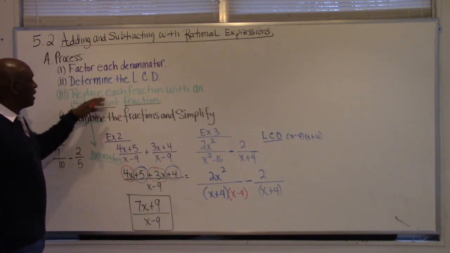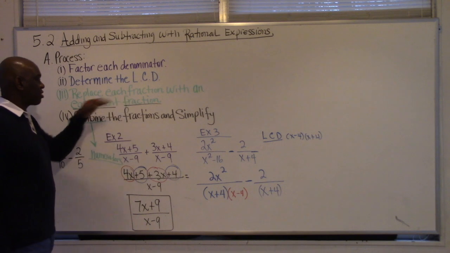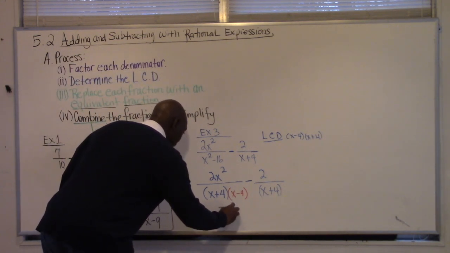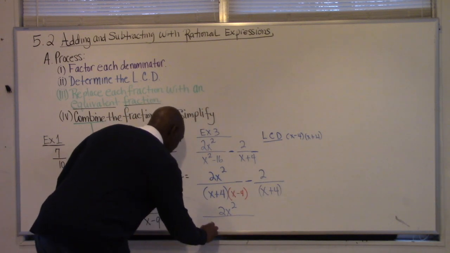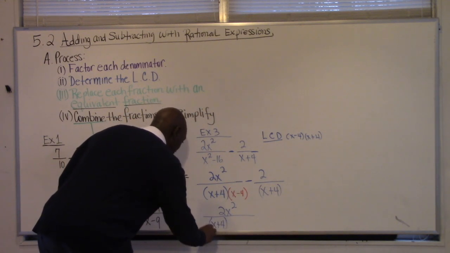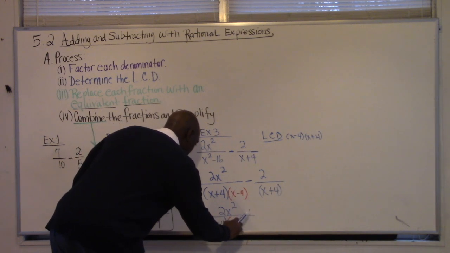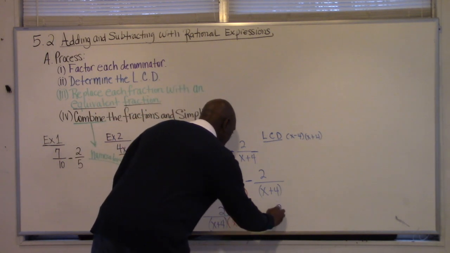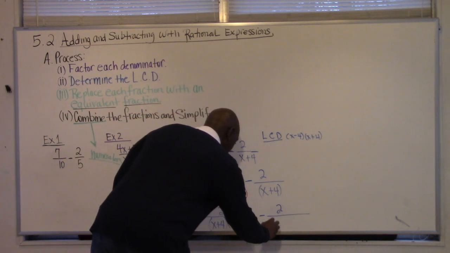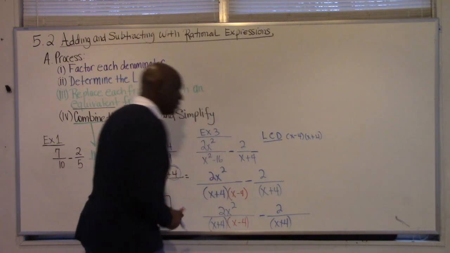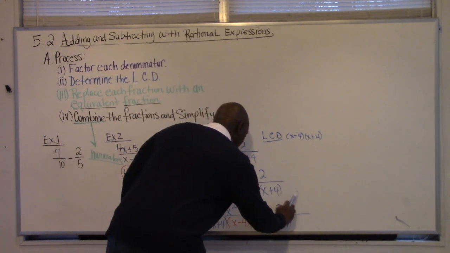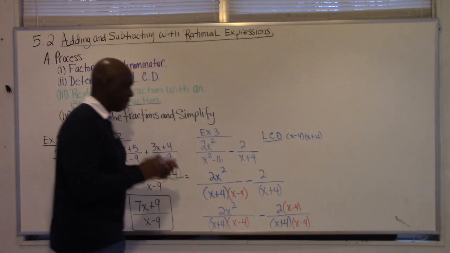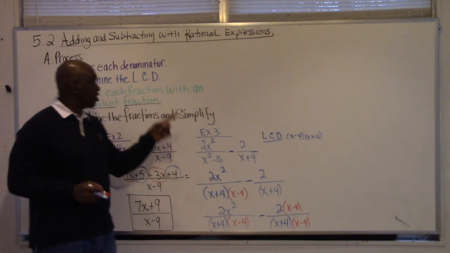So step 3, replace each fraction with an equivalent fraction. All right, so here we go. We have 2x squared over x plus 4 times x minus 4, minus 2 times x plus 4. Here comes the equivalency right here. Times x minus 4, x minus 4. Okay, that's your equivalent fraction. This step 3 is critical.